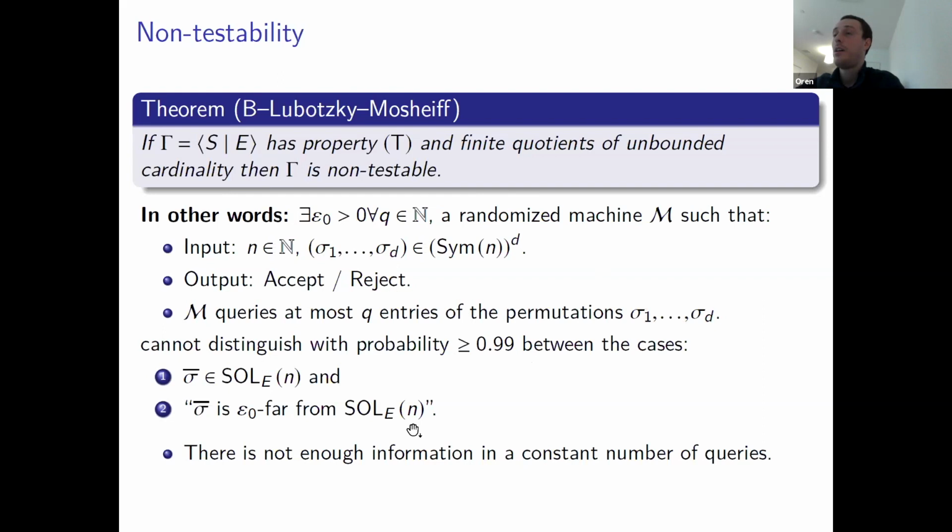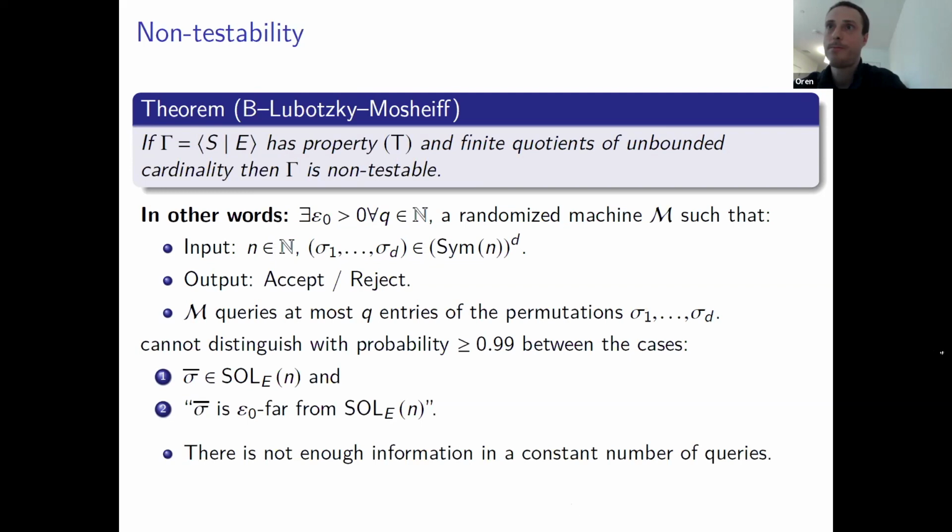No matter how much you let this machine run, it's not a matter of running time. If you just make a constant number of queries, which does not depend on the size of the permutations, you don't get enough information to distinguish between the two cases, no matter how much time you spend computing later.